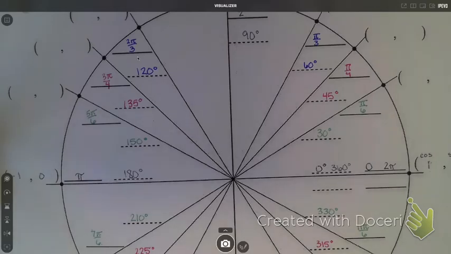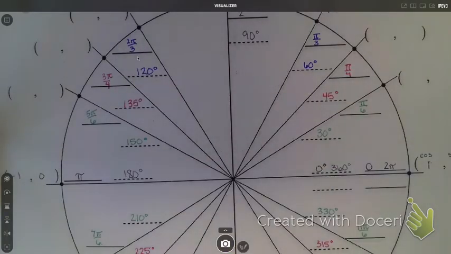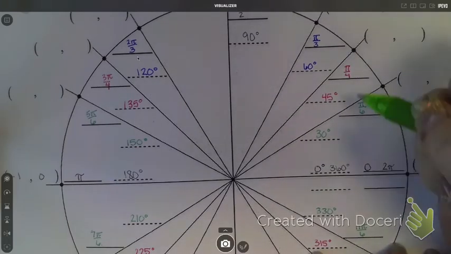Okay, so 4.2, day 2. We need to fill in these points around here. Now, last week we spent some time with 30, 60, 90 and 45, 45, 90, and I told you those were important things, right? So I'm going to show you some more interesting stuff about these.